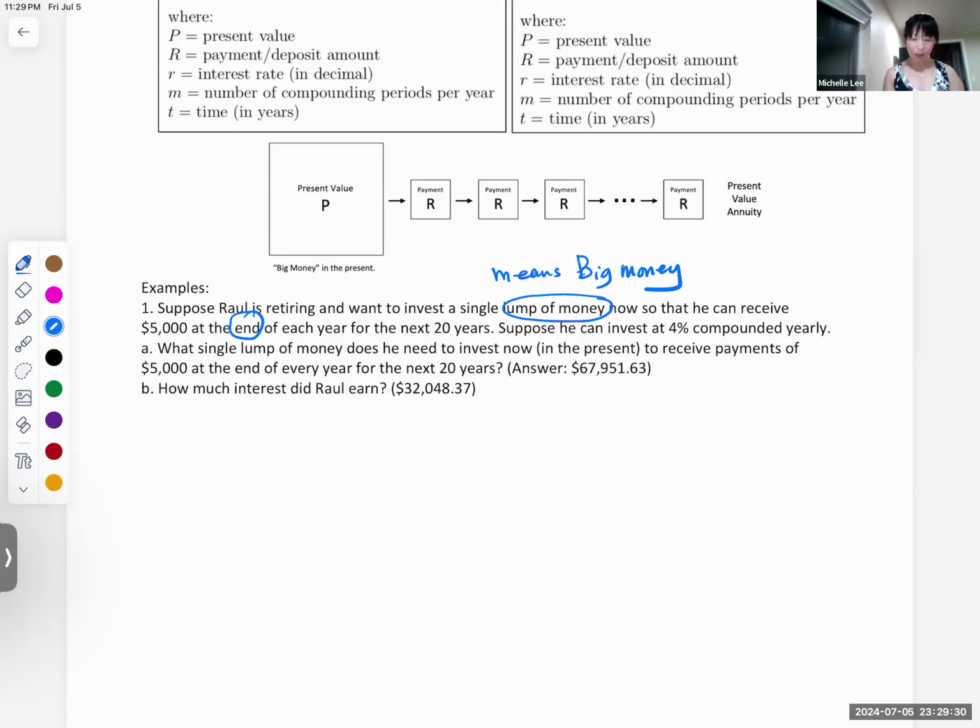Suppose he can invest at 4% compounded yearly. We have yearly, compounded yearly.